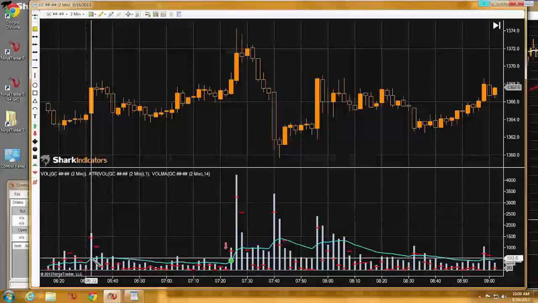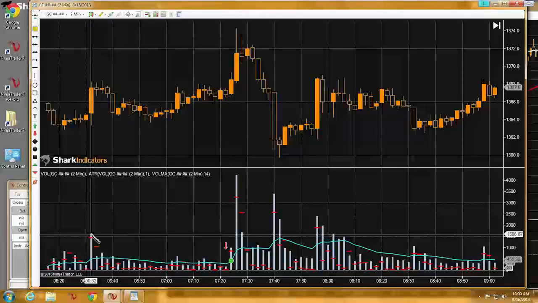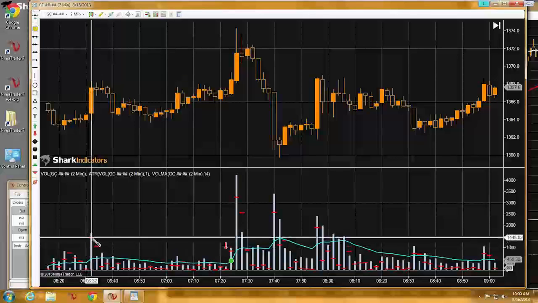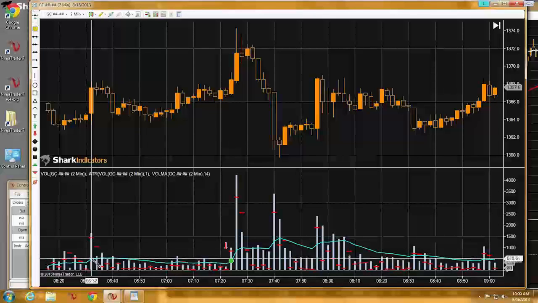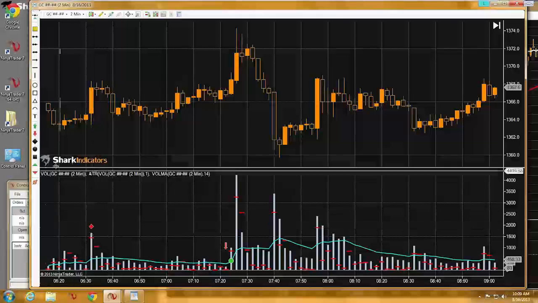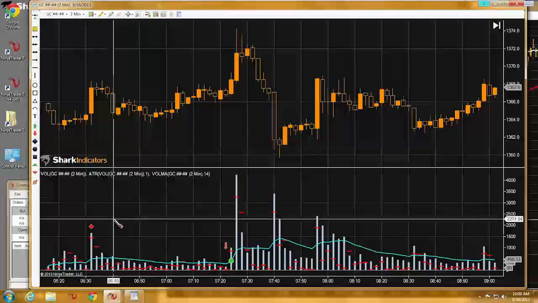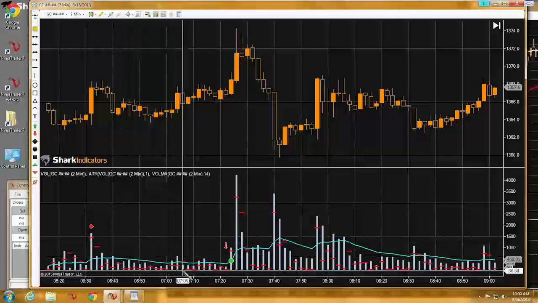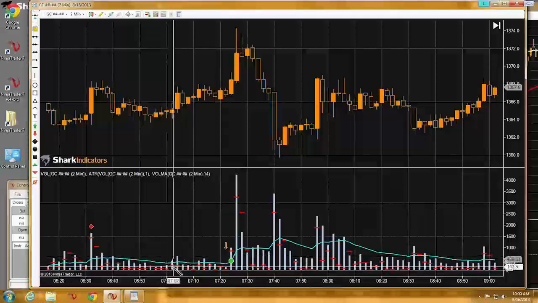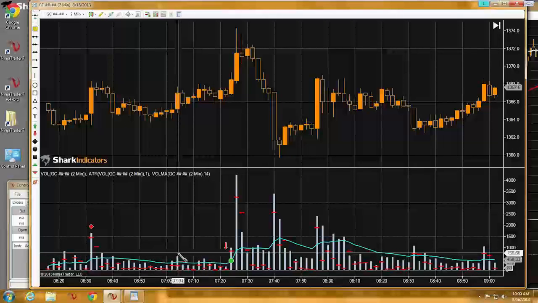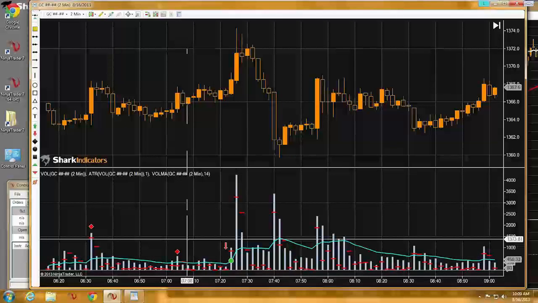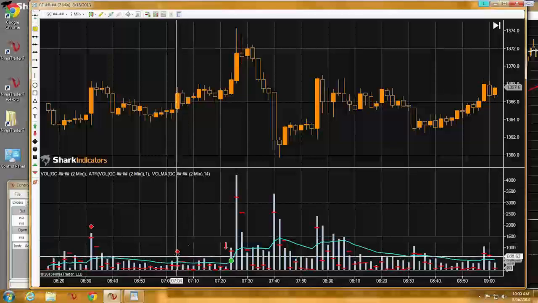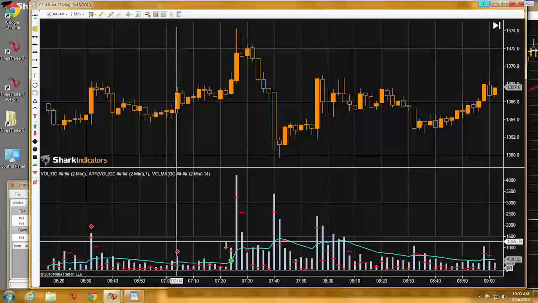What I'm looking for are these volume spikes where the volume exceeds both the ATR and the moving average. So that one works there. And this one qualifies as well, but that's clearly not twice the volume. It's more volume, but it's not twice the volume.